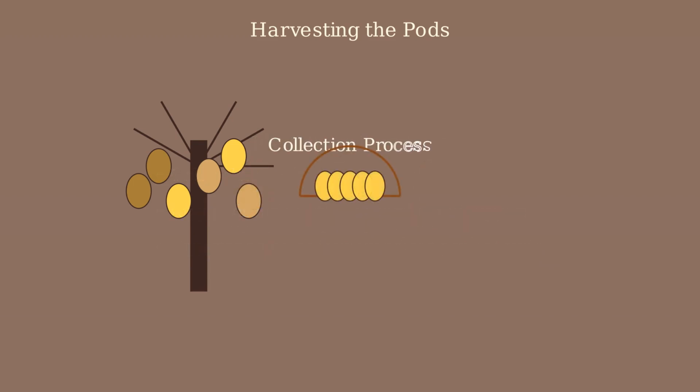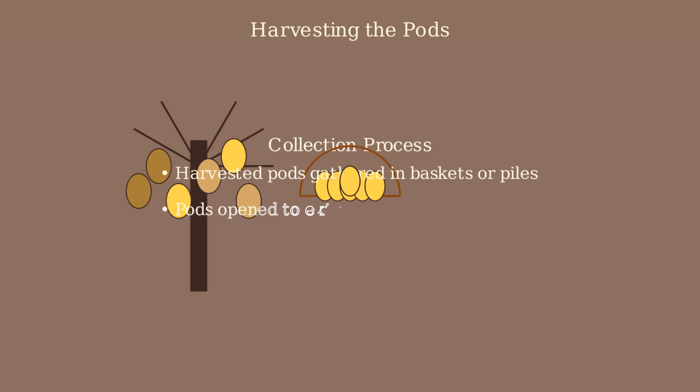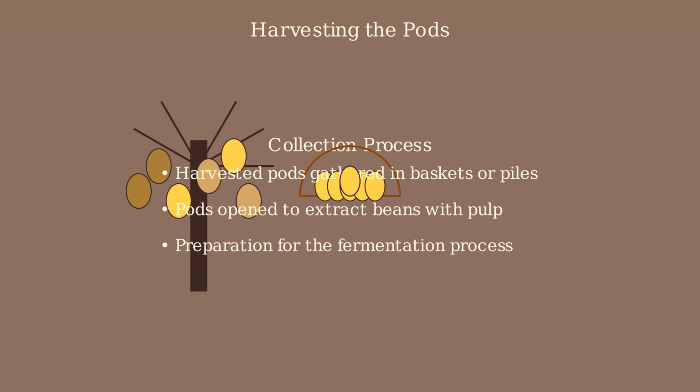Once harvested, the pods are gathered in baskets or piles. They're then transported to a processing area where they'll be opened to extract the beans with their surrounding pulp in preparation for the fermentation process.